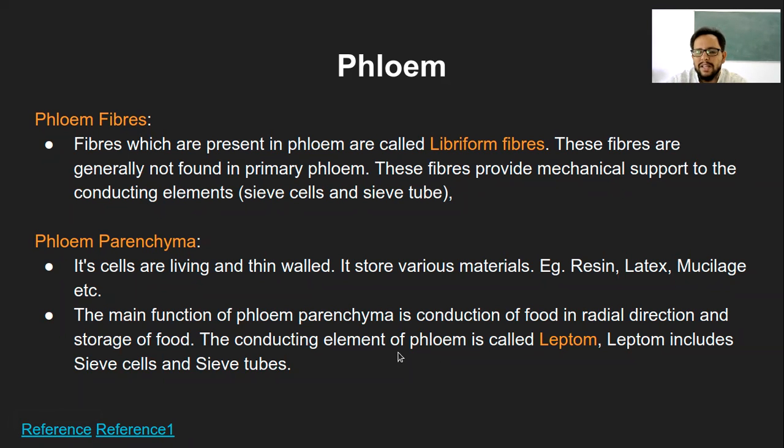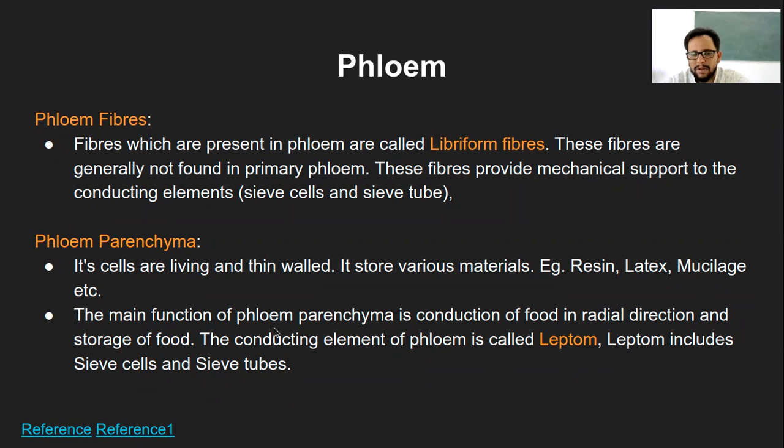That is the general function of parenchyma. Even in the leaf parenchyma, if extra food is being prepared, it will always get converted into starch granules and stored there itself. The conducting elements of the phloem, like this phloem parenchyma, are specifically called leptom, and these include the sieve cells and sieve tubes as well. This combined structure of the phloem parenchyma with sieve cells and sieve tubes is known as leptom. That is just additional information.